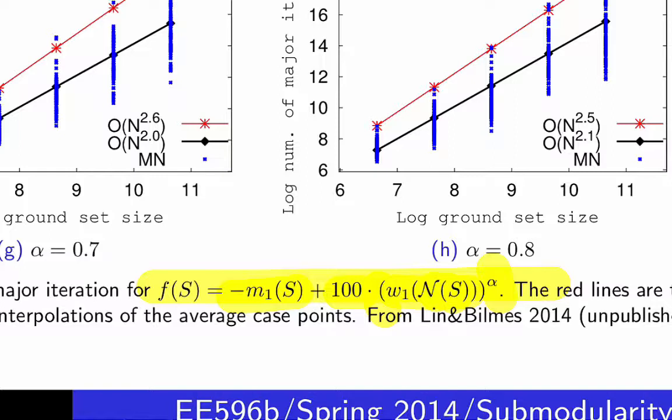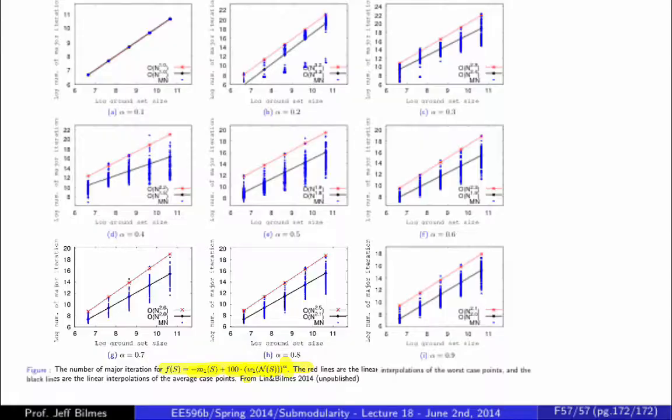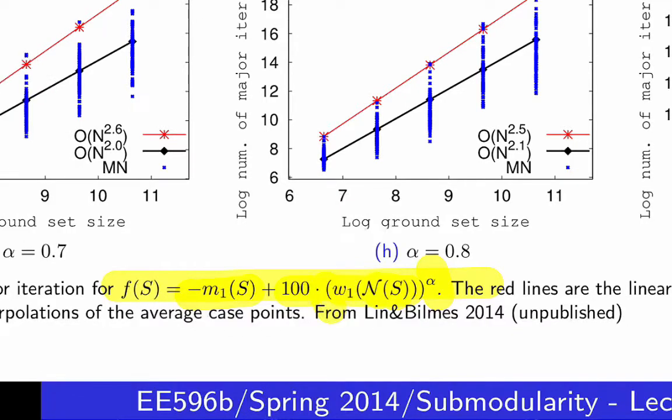Now this is a big problem. This is a very, very big graph with tens or hundreds of thousands of ground elements, bigger than the class of functions that were considered in the Fujishige and Isotani paper. And what we found was that basically the difficulty of the min-norm algorithm depends very much on the constant alpha.